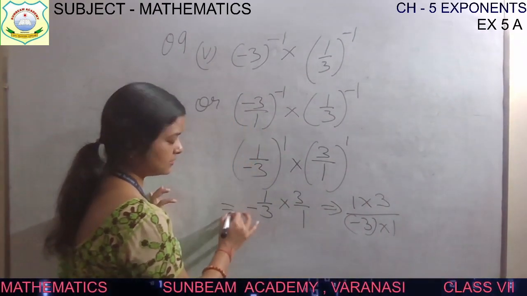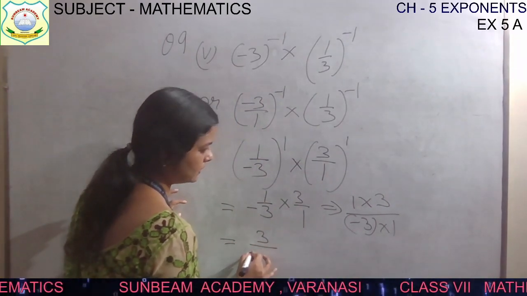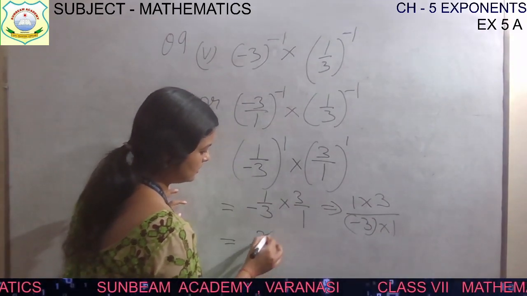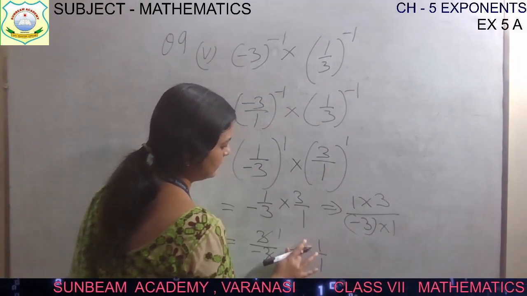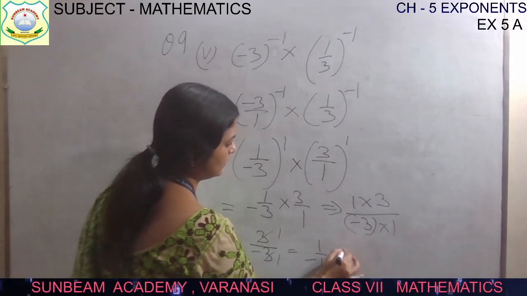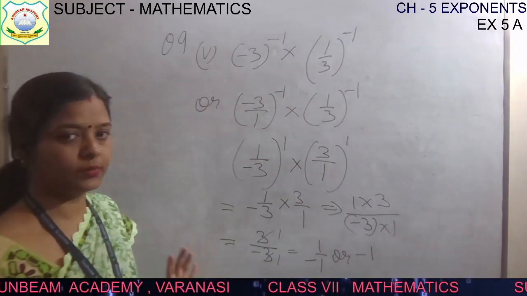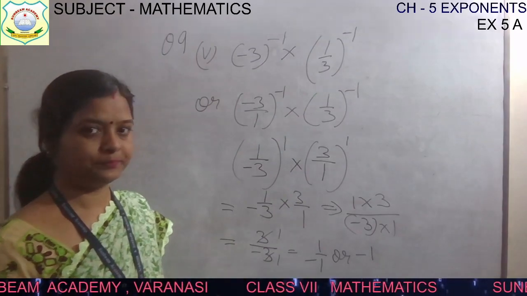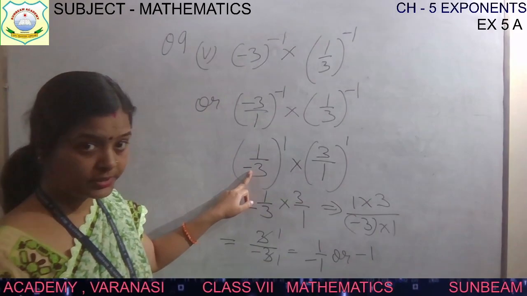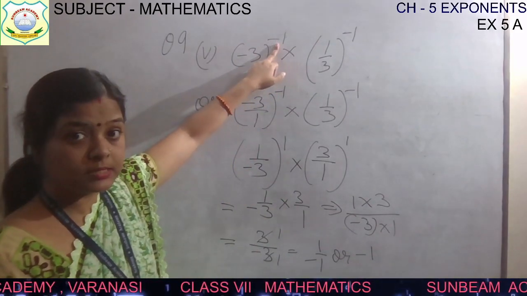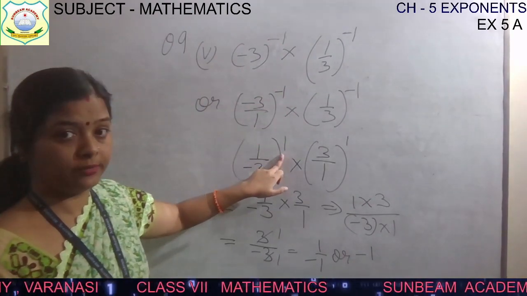Is it visible? Yes. 3 ones are 3 upon minus 3 into 1, minus 3, or simply 3 ones are 3, 3 ones are 3. This is minus 1 by 1, or minus 1. This is the right answer. The minus 3 stays with it, you will not make it positive. You will only convert the power which is negative. You will convert this negative into positive, only this one.